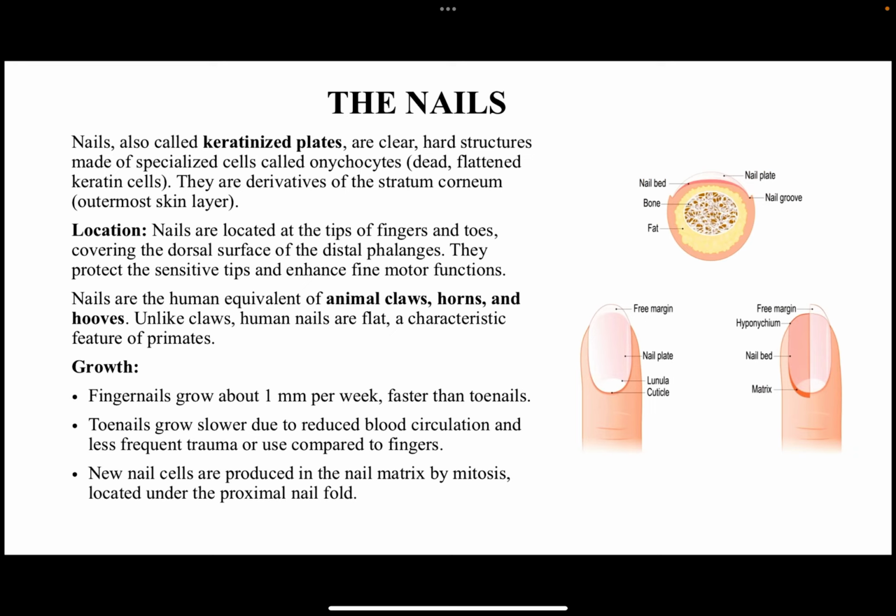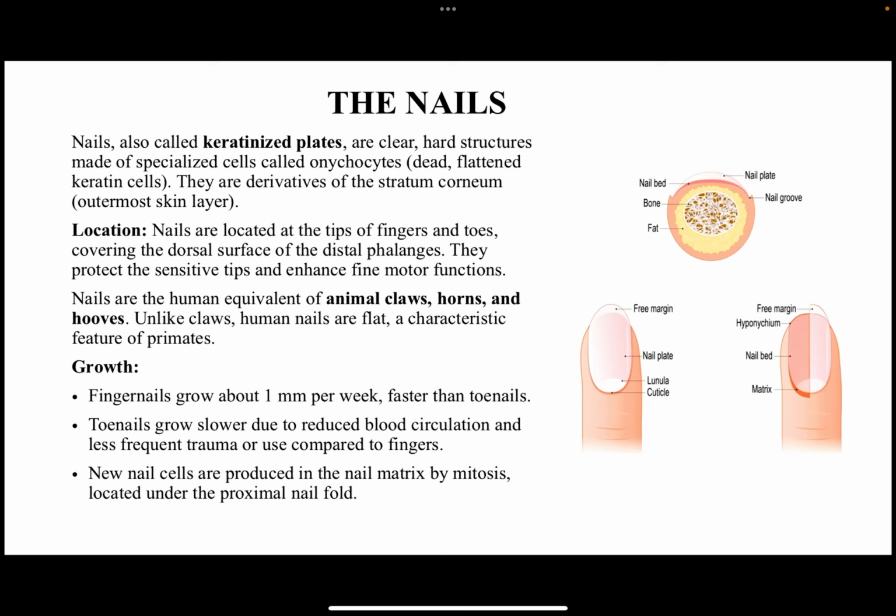Then we have the nail plate. We have the lunula. We have the cuticle. Lunula is more like the base, and the cuticle is like the very end of the nail. So nails are the human equivalent of an animal claw. Some animals have claws, horns, and hooves. It's the human equivalent of those features in animals.